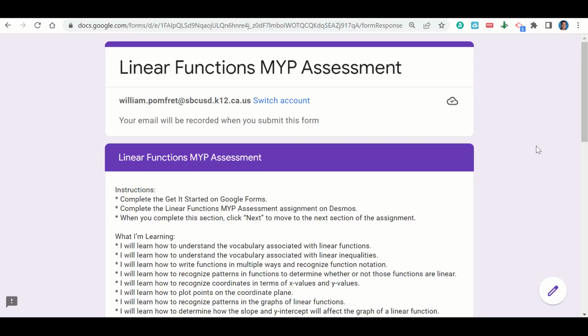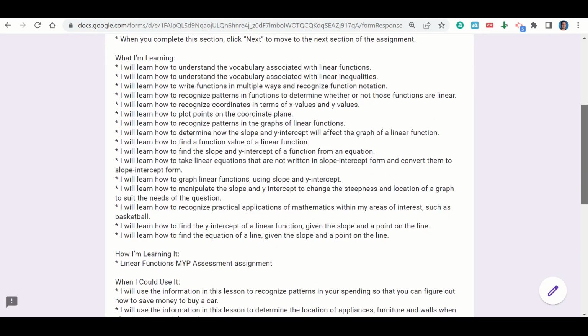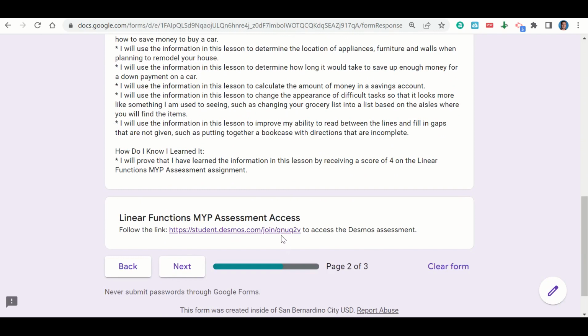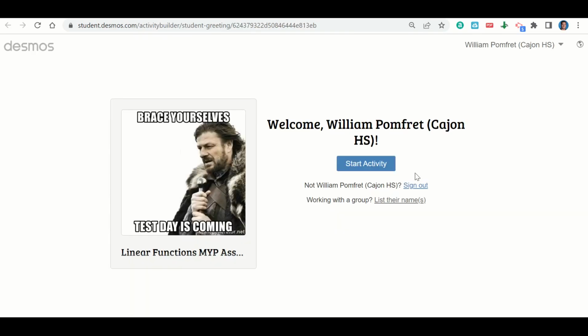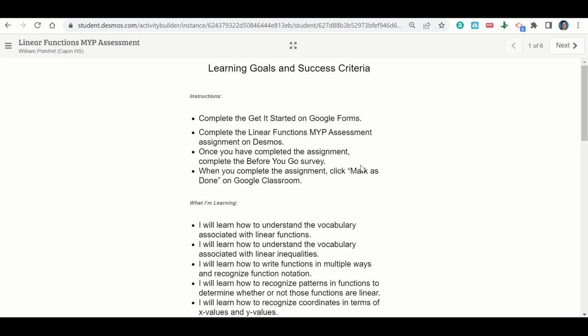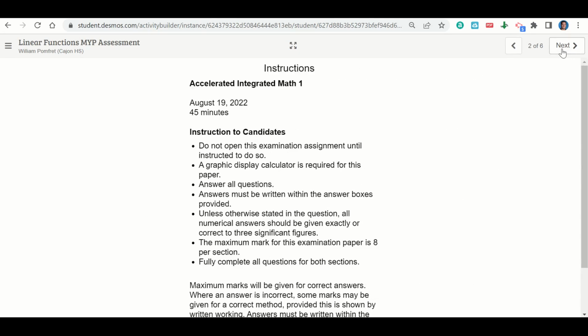Let's take a look now at the linear functions MYP assessment assignment. So it begins with our learning goals and success criteria. If we continue to scroll down, there's a link to the Desmos activity here. We'll go ahead and click on that link, and it takes us to a page that looks like this. We'll go ahead and click start the activity. It begins here with the learning goals and success criteria as well. We'll go ahead and click next.